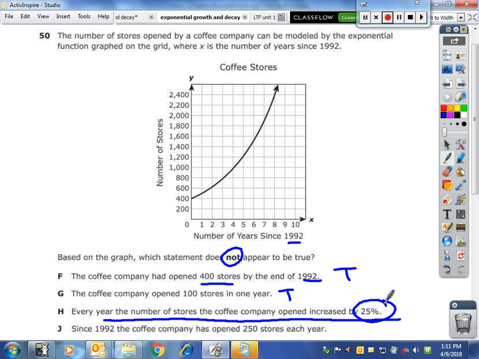Okay, but this is exponential. Exponential is when it's going up or down by a percent. So yeah, that sounds exponential to me. I'm going to hold on to that one.